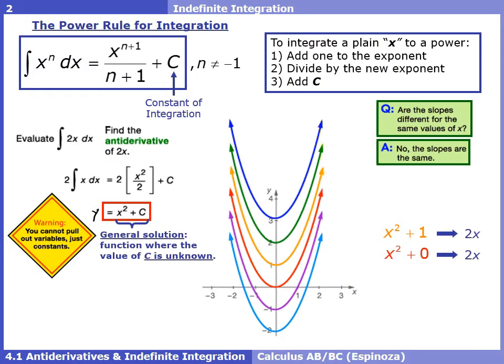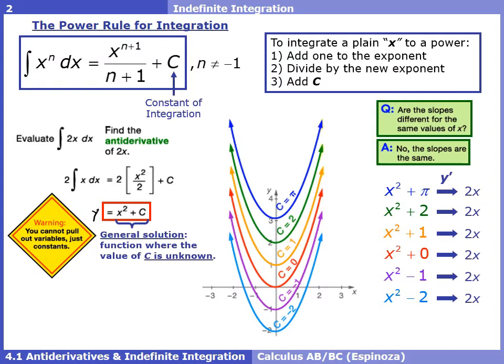We don't know exactly what that c was. I'm going to list off a bunch of possible scenarios: what if c was negative 2? That derivative would still be 2x. What if c was negative 1? That derivative would still be 2x. If c was positive 1, positive 2, even if c was the value of pi, all those derivatives would still be 2x, because the derivative of a constant is just 0. So that's why we need to put that plus c at the end of every antiderivative we find.